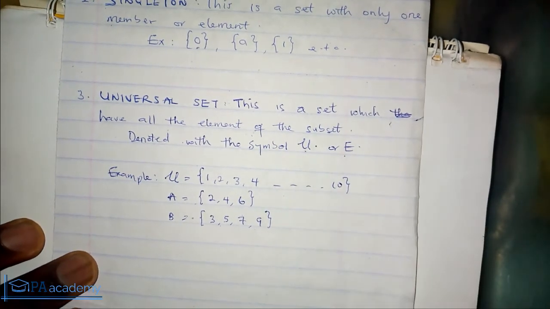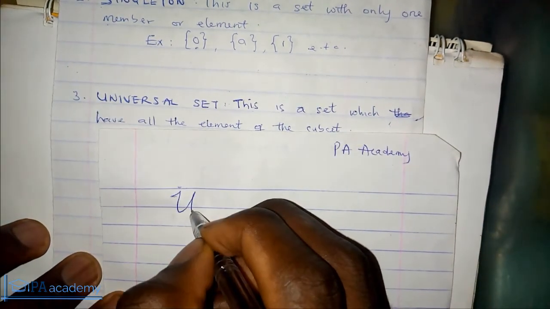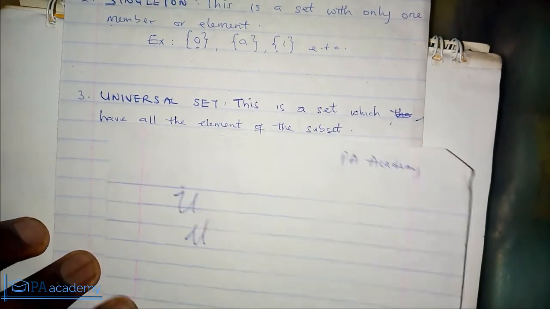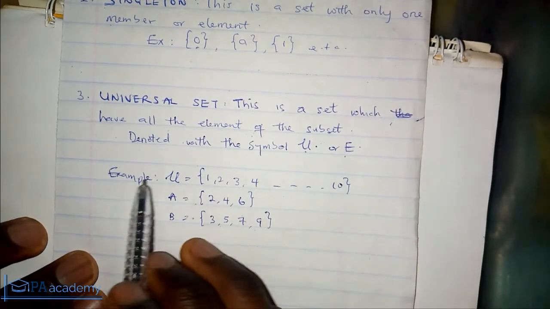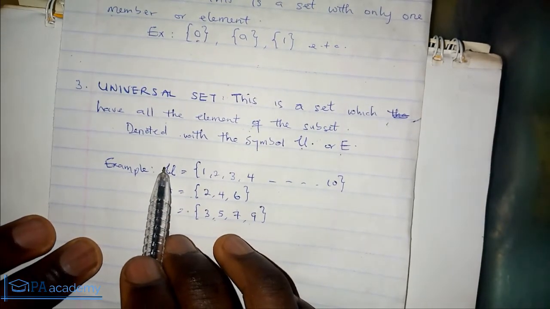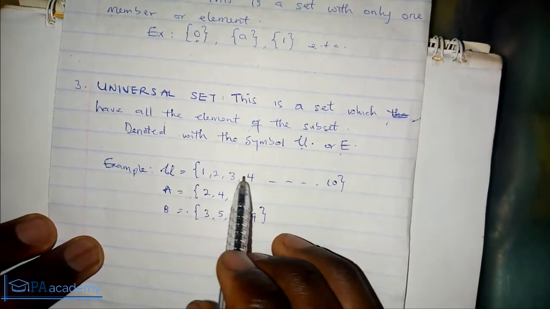So this is the symbol for universal sets. It's something like a U. That's the symbol for the universal set. For example, if you have a universal set, you write this symbol and then you have all these elements.